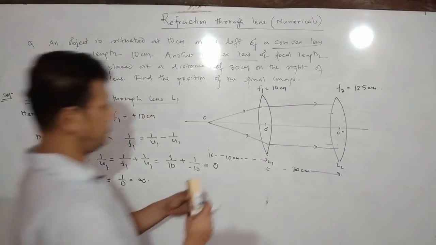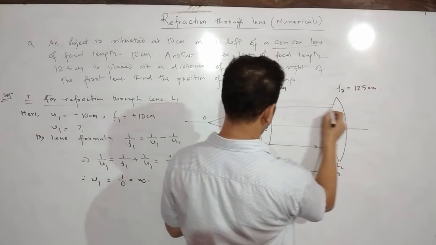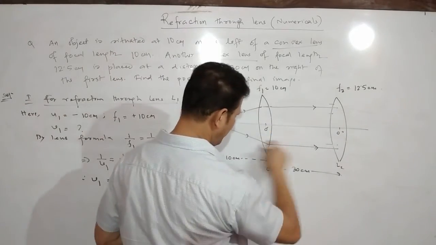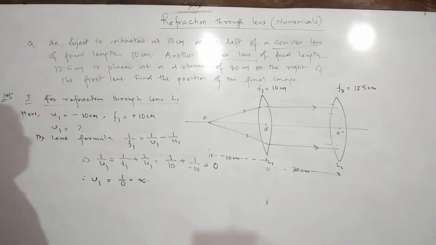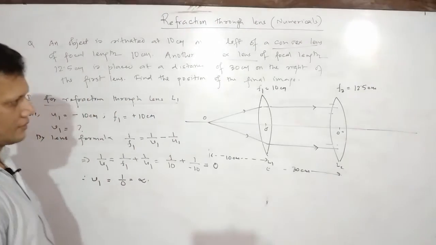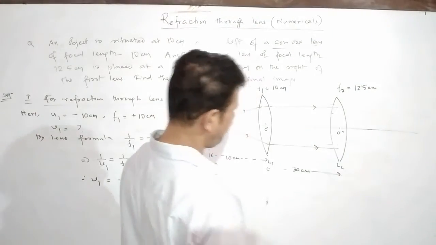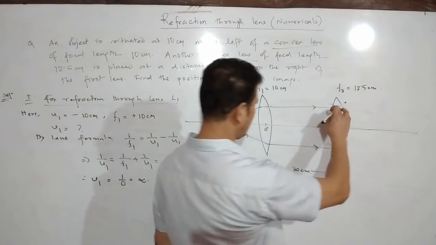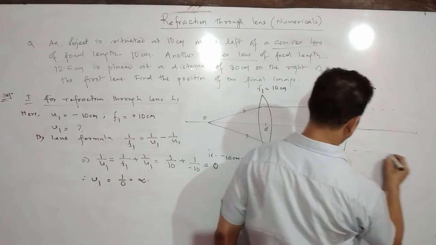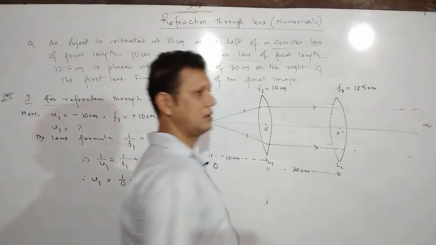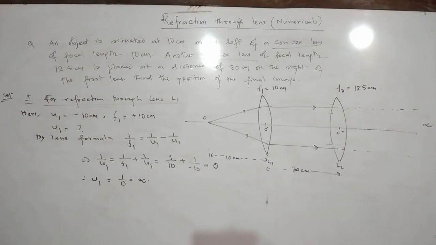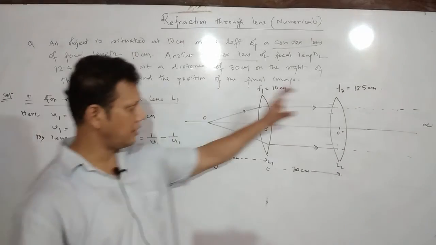This will be parallel. So these two refracted rays after refraction from the first lens have become parallel to the principal axis. Now we will look at the second refraction. The image is formed at infinity. So now we have to consider the refraction through the second lens.